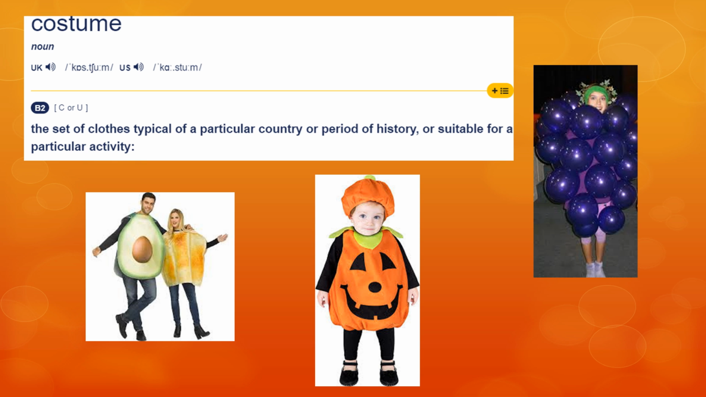Costume is the next word. Costume actually is a set of clothes. Each one wears his own definite set of clothes in that day, in that festival. So as you can notice in this picture, here is a girl. She is wearing a grapes costume. Also, this boy here, he is wearing a pumpkin costume. Which costume do you prefer to wear?